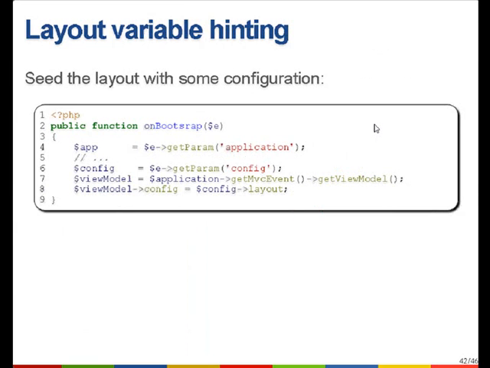Another thing, you might want to be able to see the layout with some configuration, and this is a tip that I got from Rob Allen. What this does is it grabs the configuration out of the event, and this is the event that's happening during Bootstrap. It grabs the configuration, and then it grabs the layout view model, which is the view model in the MVC event. And we grab that, and we then set a config variable on it that is equal to the layout configuration that we retrieved earlier.